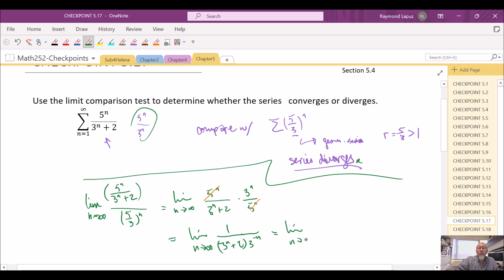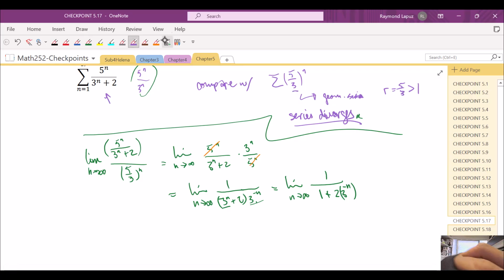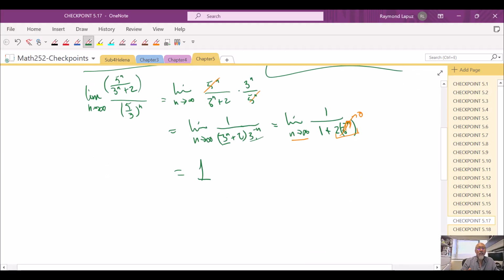Limit as n approaches infinity of, now this 3 to the n times 3 to the negative n will just be 1. That'll be 3 to the n minus n in the power, which is 3 to the 0, and that's equal to 1. And we'll have 2 times 3 to the negative n. Now we can take the limit, and as n goes off to infinity, this whole thing is going to go to 0, so 2 times 0 is 0. And all we're left with is 1. So 1 is a finite non-zero number.